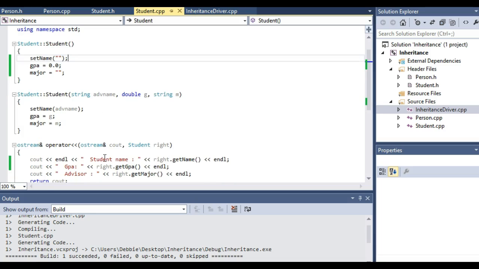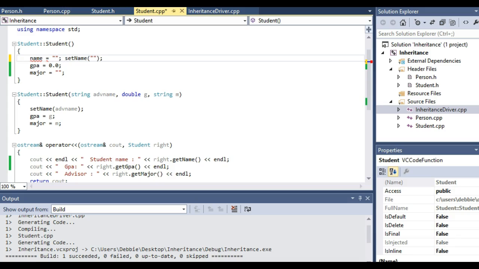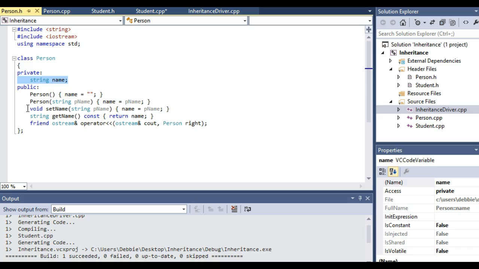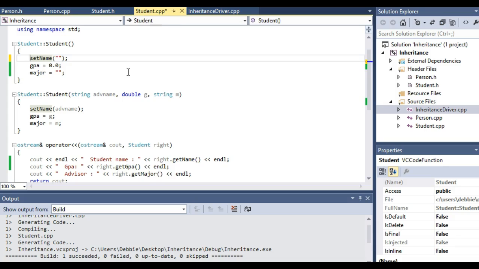Here's my two constructors and the output operator. What's important to note here is I don't have direct access to name. Name is a data member of this derived class, but because it's private in the base class, I cannot access it. So I can't do something like that. The only thing I can do is call the set name function, and this will just set the name to the empty string. Because if I come out here, set name is public, so I can access it.